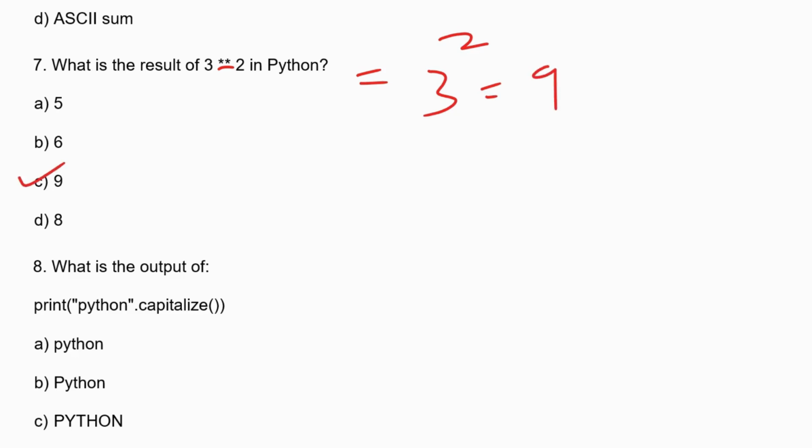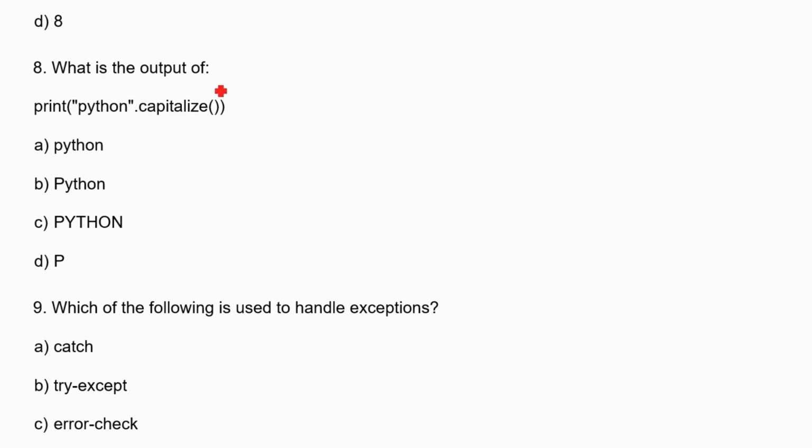So the answer is 9. Okay, next question is, what is the output of print("python".capitalize())? In Python, here "python" is a string and capitalize is a function, and this capitalize function converts the first letter of a string into a capital letter. The remaining letters would stay small. Only the first character becomes upper case. So here this one is all small, this one is all capital, so these are wrong, this is also wrong, and option B is the right answer because it converted the first small p into capital P, and the remaining characters are as they are. So option B is the right answer for question number 8.